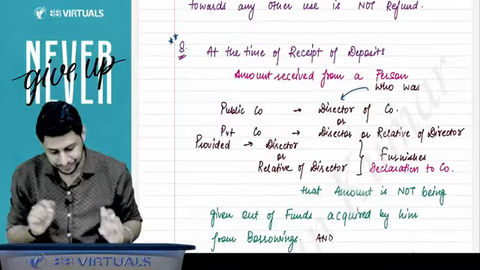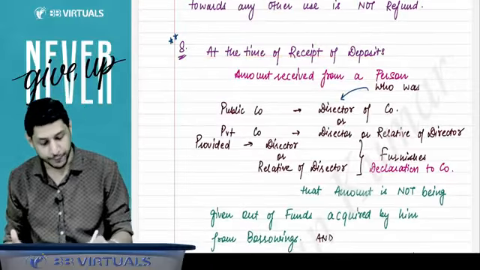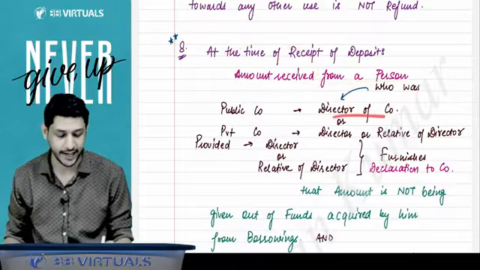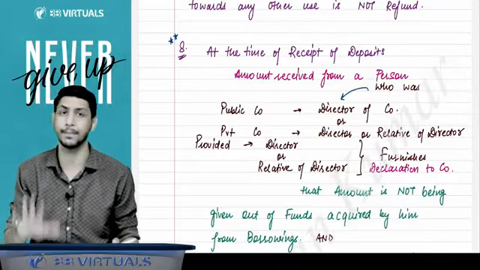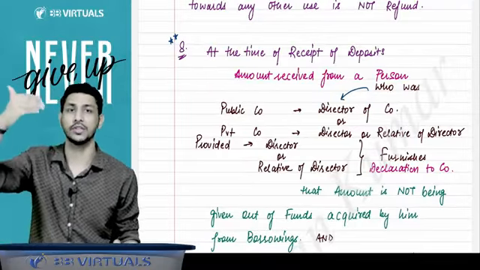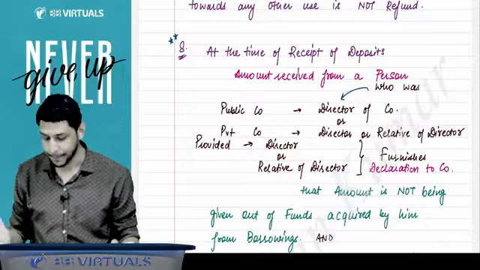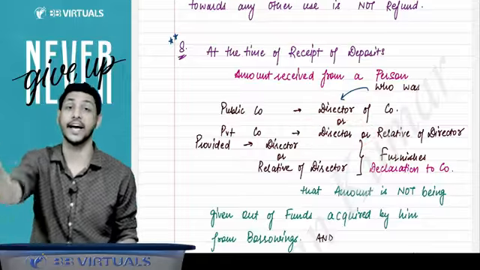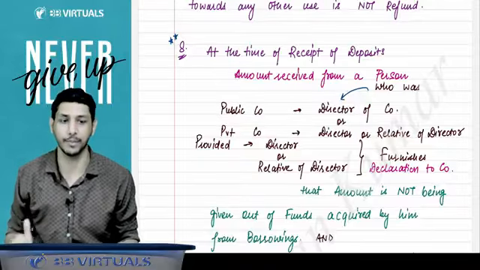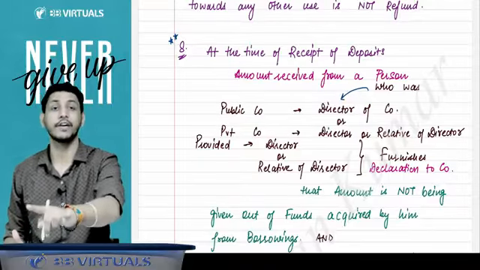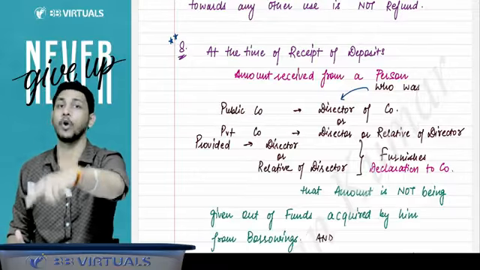Got it, sir. Then the next point is, at the time of receipt of deposit, if the amount is received from a person who is a director of the company. In case of a public company, first understand the public company: if a public company is accepting deposits from the director, or if a private company is accepting amount from the director or a relative of the director, then there are two conditions. Condition number 1, they must give a declaration that the amount they are giving is from their own fund, they have not borrowed it.